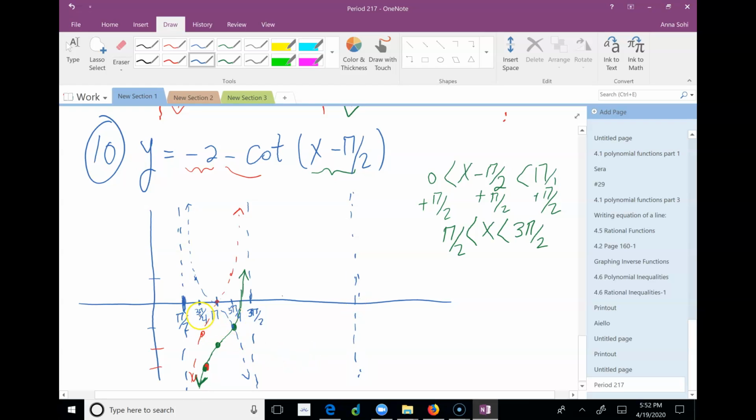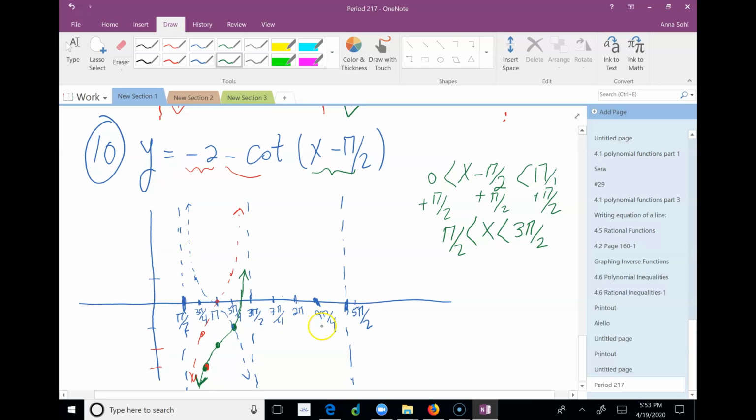So every chunk is pi over 4. This is going to be 7 pi over 4, 8 pi over 4, which is 2 pi, 9 pi over 4, and 10 pi over 4, so it's 5 pi over 2. That's going to be the next chunk, and you copy these points exactly here as well.